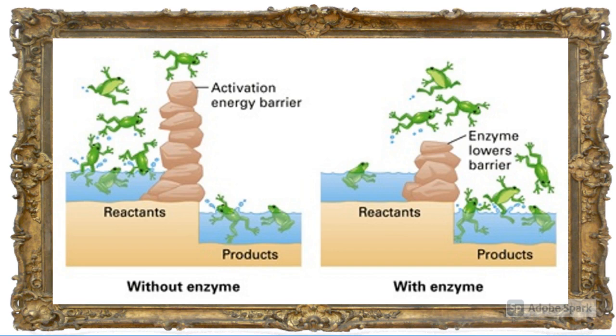This picture is another way of thinking about enzymes. Enzymes speed up reactions by lowering the activation energy, represented by the rocks in these pictures. The rocks are much higher on the left where there is no enzyme present. Notice that with the enzyme on the right, the rocks are much lower. All the frogs will be able to jump over the barrier much quicker than the frogs on the left.